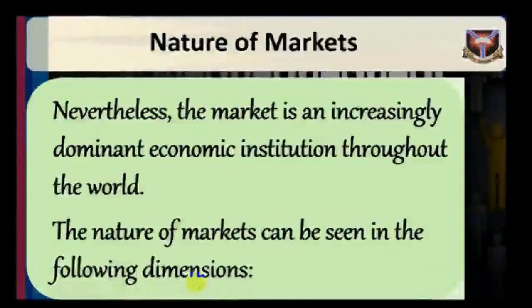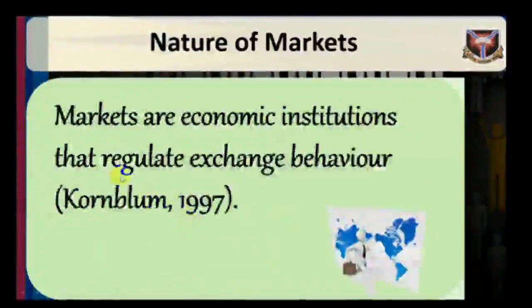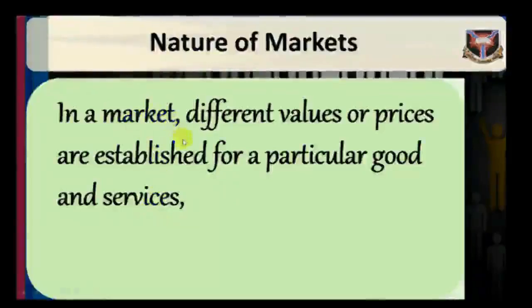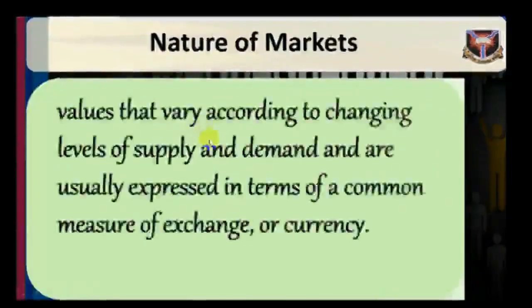Corbin, 1997. 1. Markets are economic institutions that regulate exchange behavior. In a market, different values or prices are established for particular goods and services, values that vary according to changing levels of supply and demand and are usually expressed in terms of a common measure of exchange or currency.